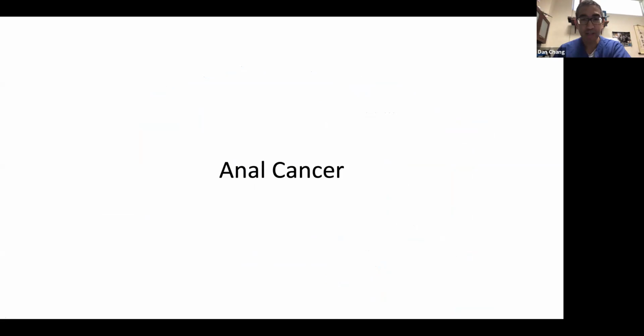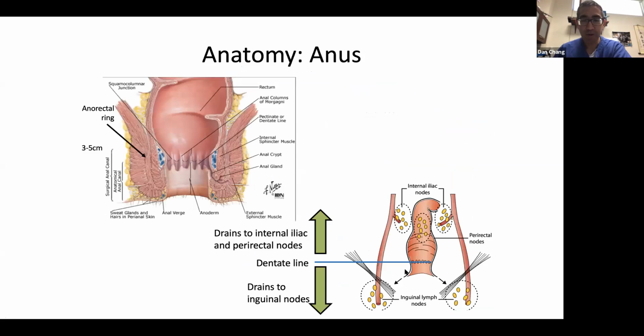And then finally, anal cancer. That's the very, very bottom part of the GI tract. It's the part that's within the bottom 3 to 5 centimeters from what we call the anal verge, which is right at the point where you transition from the hair-bearing skin to the non-hair-bearing skin. You should recognize this from your anatomy textbooks. So where it sits has different implications on lymph node drainage and things like that.